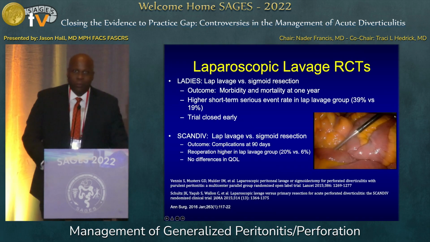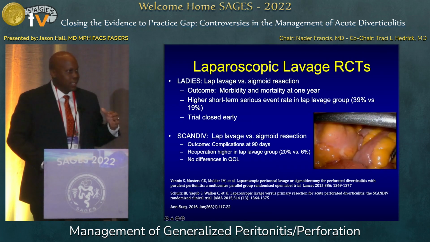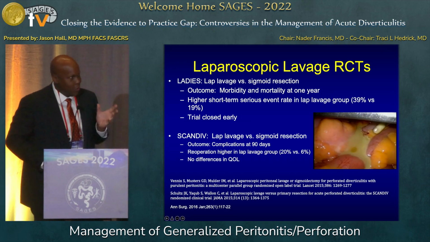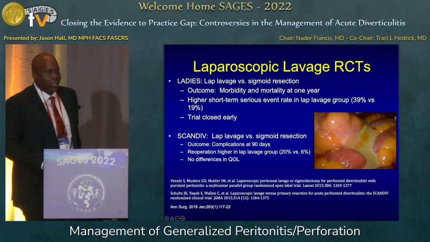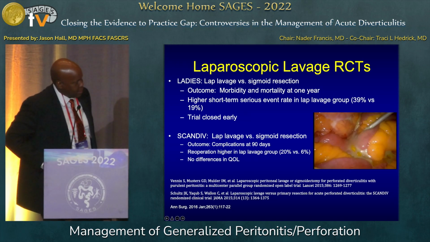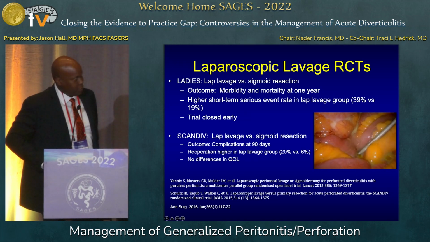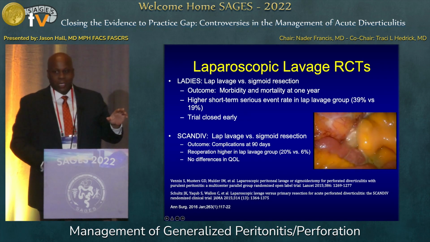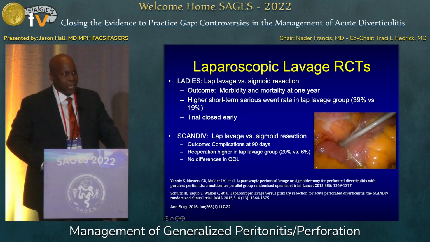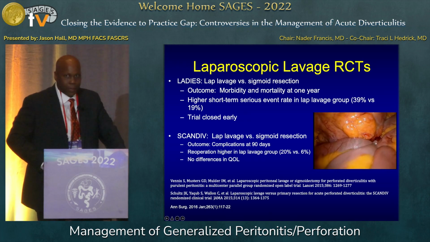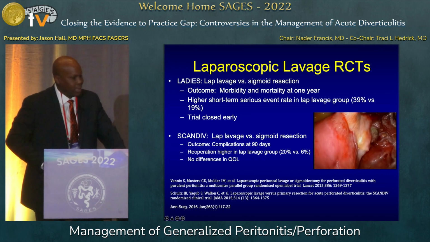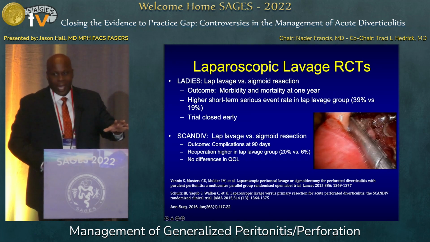So many people have looked at different ways of managing these situations without using the tried and true Hartman procedure. One of the first observations or techniques that were attempted was the laparoscopic lavage. What you're seeing here is a little bit different, but sort of the same concept. The patient is accessed laparoscopically, and the peritoneal cavity is irrigated with several liters of fluid. Here we're unroofing the abscess.